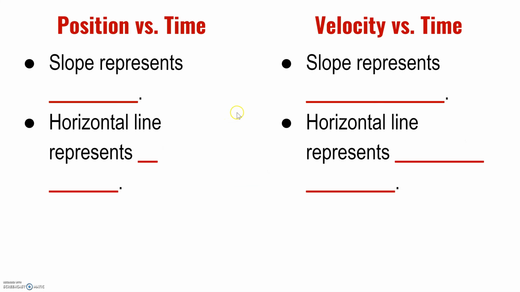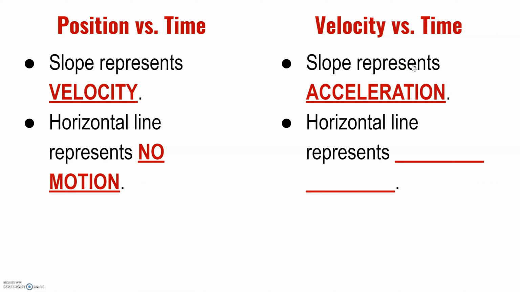All right, finally, let's summarize our understanding. With the position versus time graph, the slope represents a change in position over a change in time, which is velocity, okay? A horizontal line on a position versus time graph means there's no motion because our position is not changing. On a velocity versus time graph, the slope is a change in velocity over a change in time, which is the acceleration, and a horizontal line represents a constant velocity because our velocity is not changing over time if it's horizontal.